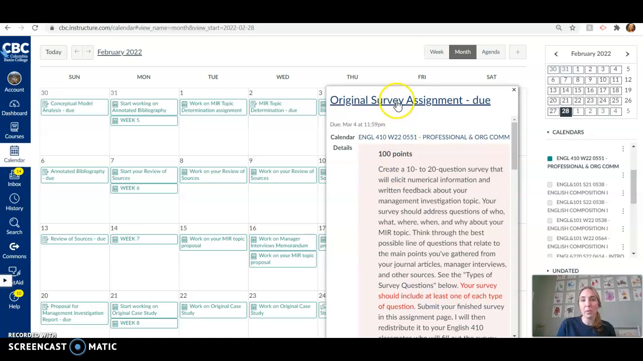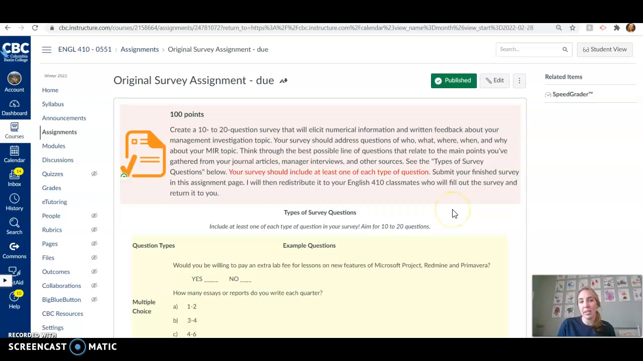And then we are also going to be working on the original survey assignment. This is another way to collect data. So you had those 4 questions on your case study. Those are helpful data points. This survey assignment is also helpful data points. So you are going to create a 10 to 20 question survey that's going to elicit numerical information and written feedback that you can then use in your MIR. The survey should be on a topic that makes sense for your MIR subject.